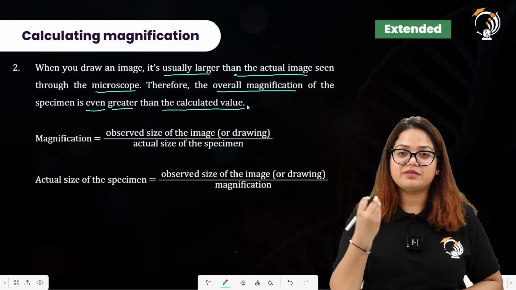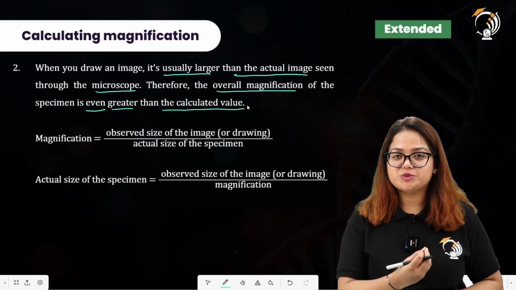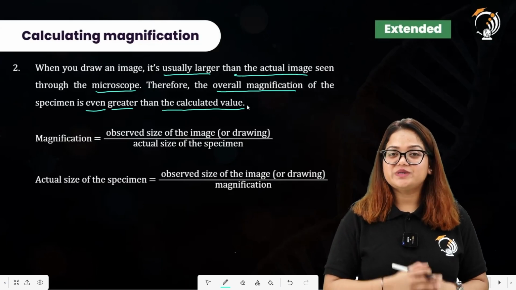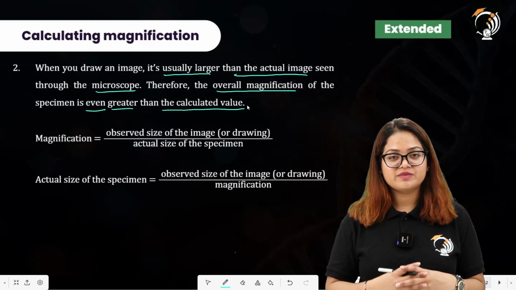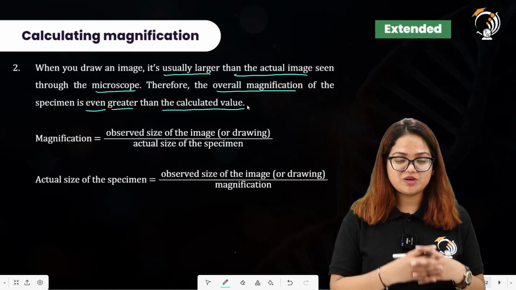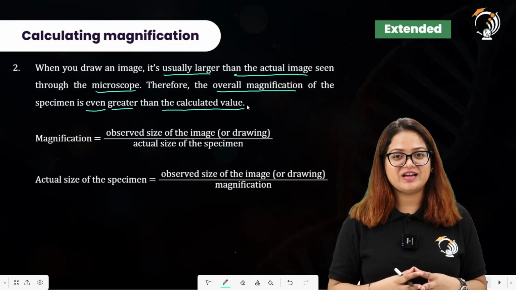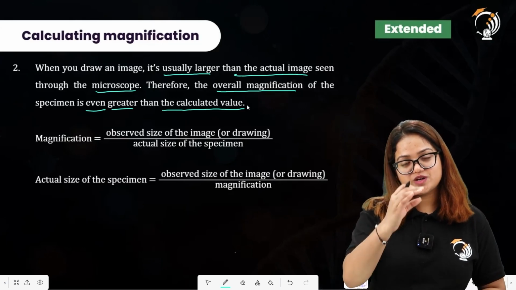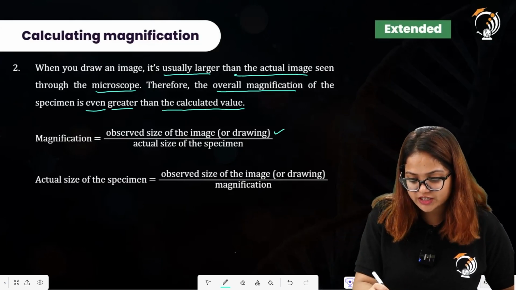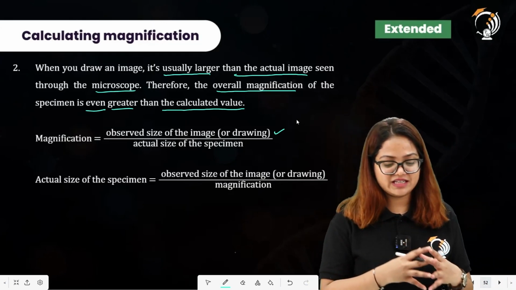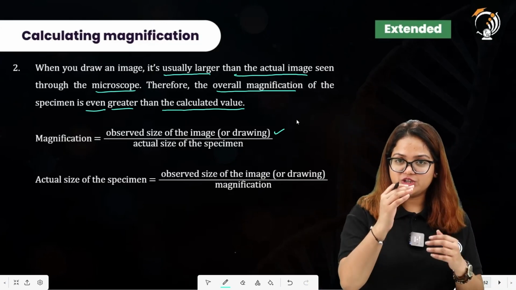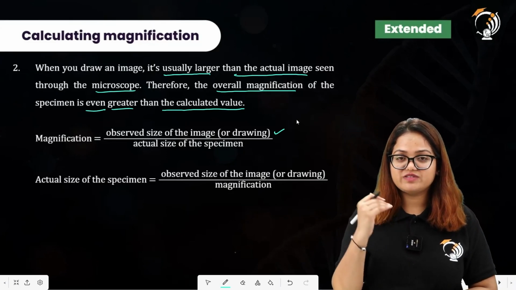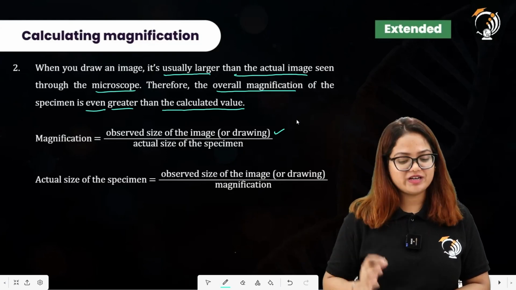We use a microscope to visualize that particular structure. For that, we also have the formula to calculate the magnification, and you will solve the questions based on the magnification concept and the formula in today's class as well. So magnification is equal to the observed size of the image or the drawing. If a drawing is there, we will write the size of the drawing on the numerator side, and the actual size of the specimen will be written in the denominator.